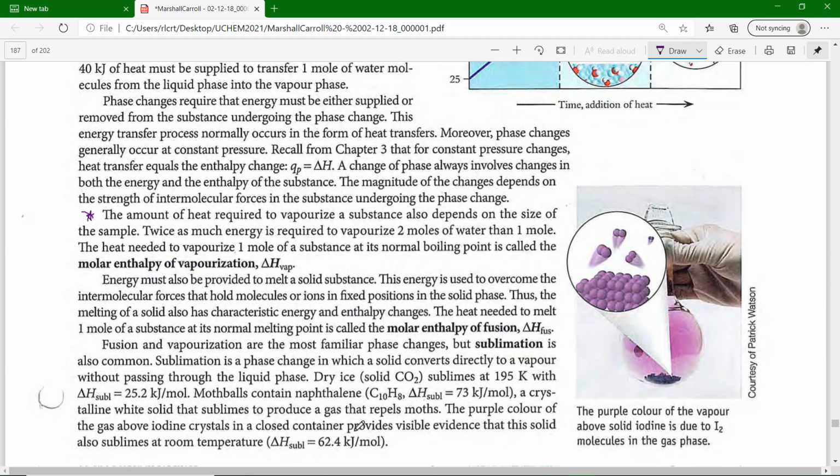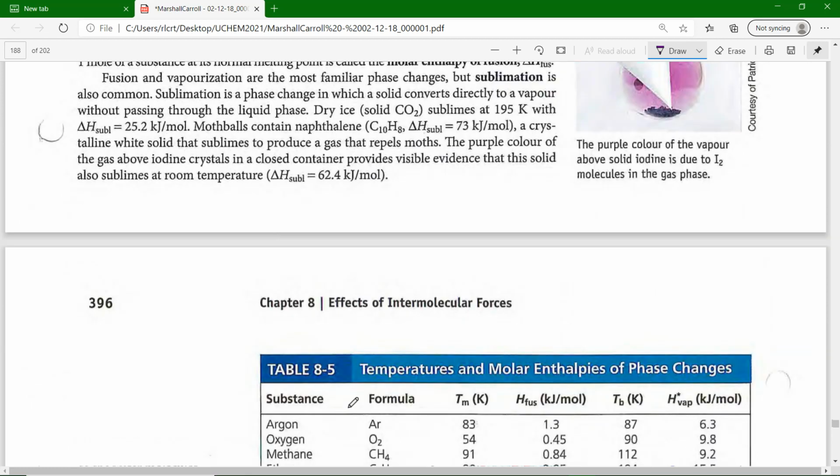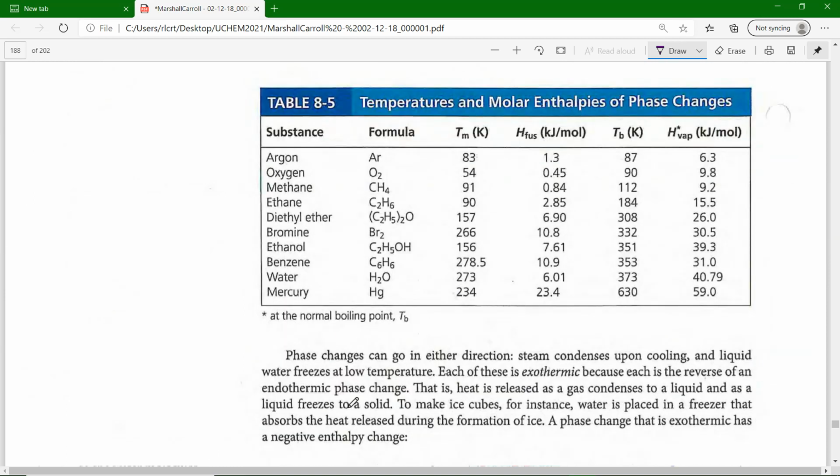Mothballs contain naphthalene, a crystalline white solid that sublimes to produce a gas that repels moths. Okay, so some interesting stuff. Then we have here at table 8.5, we have some temperatures and molar enthalpies of phase changes, and we see all sorts of data that can be helpful.